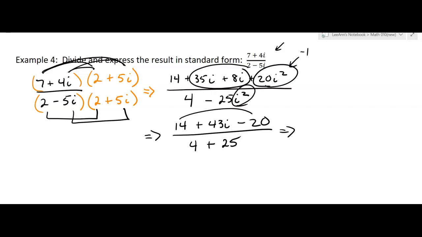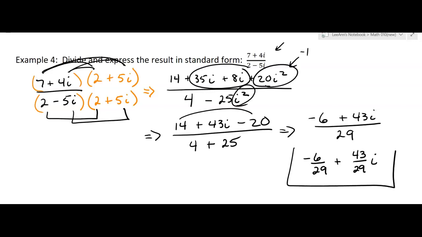The 14 and the minus 20, so that's minus 6 plus 43i, and then the denominator is 29. But we're not going to write it that way. We're going to write it in a plus bi form, so we split it up into two parts. The real part, minus 6 over 29, plus the imaginary part, 43 over 29i. Okay. There we go. Now it's in a plus bi form, and we're happy, and it's great. And these, I think, are a lot of fun, but that's just me.